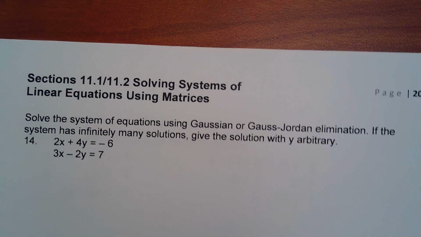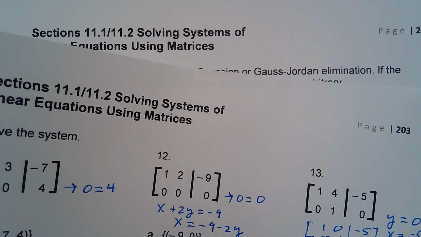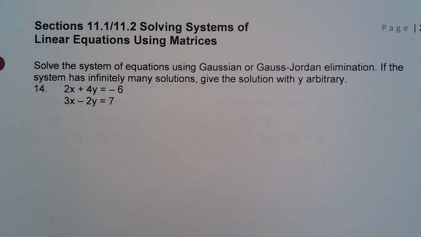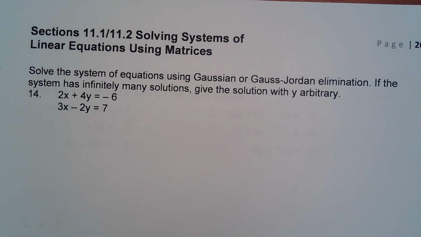All right, so solve the system of linear equations using Gaussian or Gauss-Jordan elimination. If this system has infinitely many solutions, give the solution with y arbitrary. When they say that, that means they want us to write the solution this way. All right, so we're going to take a look at this first equation: 2x plus 2y equals negative 6. Second one, we have 3x minus 2y equals 7.